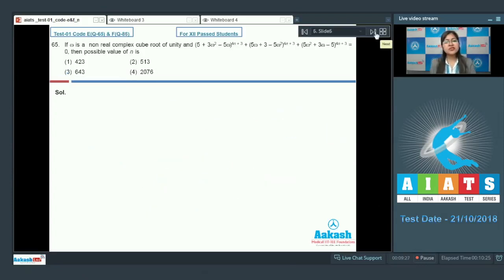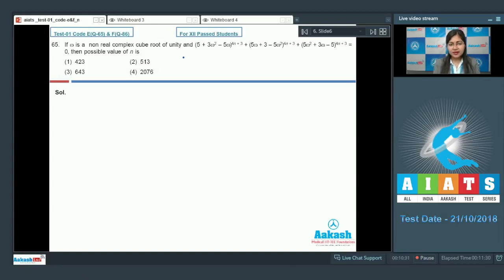Now next is question number 65, which says that if omega is a non-real complex cube root of unity and (5 + 3ω² − 5ω)^(4n+3) + (3 + 5ω − 5ω²)^(4n+3) + (5ω² + 3ω − 5)^(4n+3) is equal to 0, then the possible value of n is. Now as omega is a non-real complex cube root of unity, we know that omega cube is equal to 1.